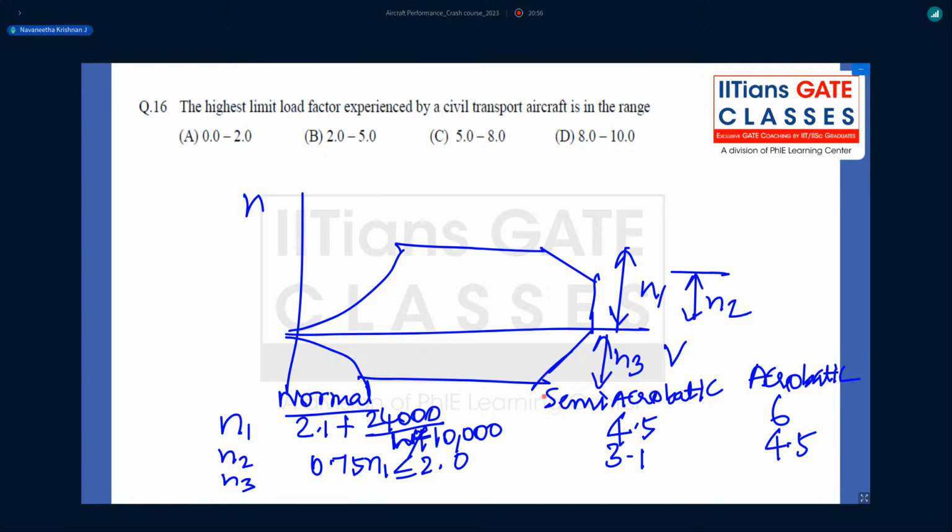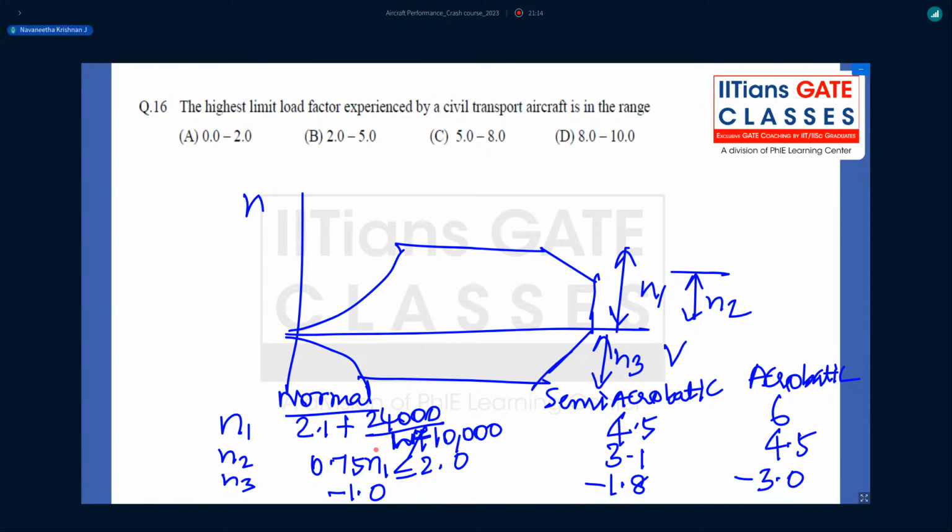N3 is the negative load factor the aircraft will experience. For normal aircraft, it is minus 1.0. For semi-acrobatic aircraft, it is minus 1.8. For acrobatic aircraft, it is minus 3.0.